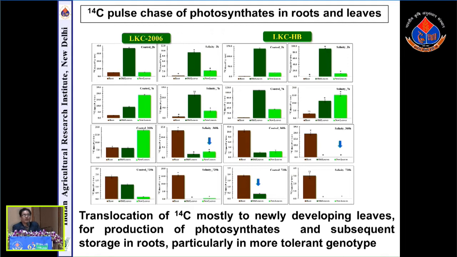This is the data on the partitioning of 14 carbon, and it was found that the translocation of 14 carbon was mostly to the newly developing leaves, and it may be used for photosynthesis and the subsequent storage in the roots, particularly in the tolerant genotypes.